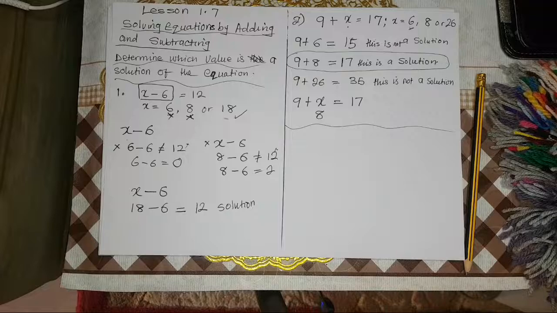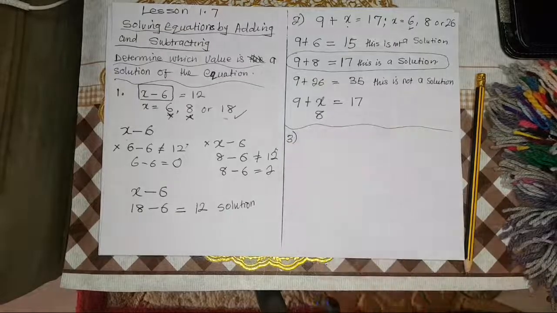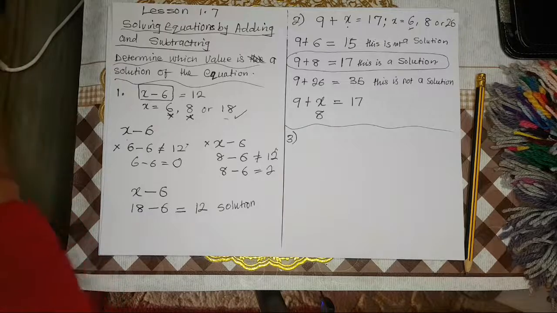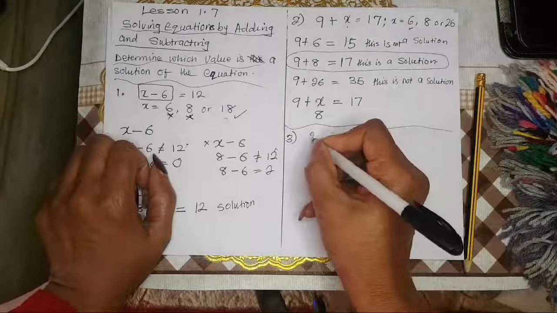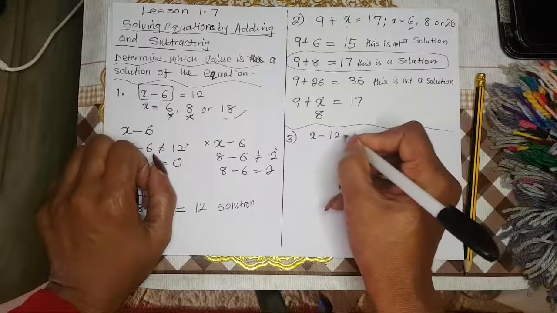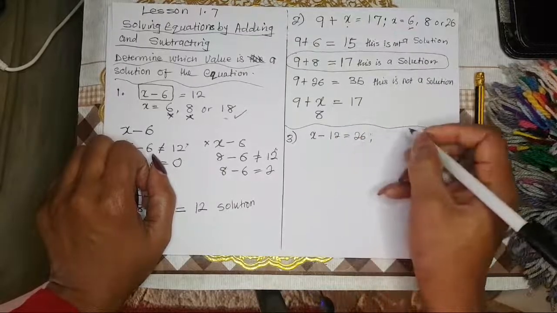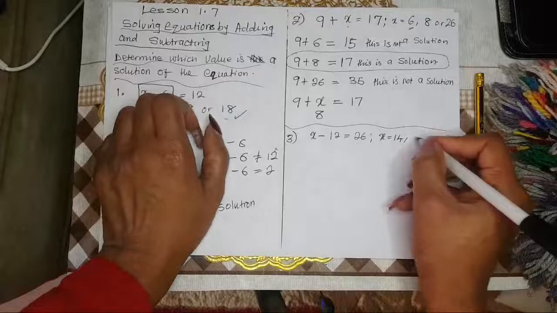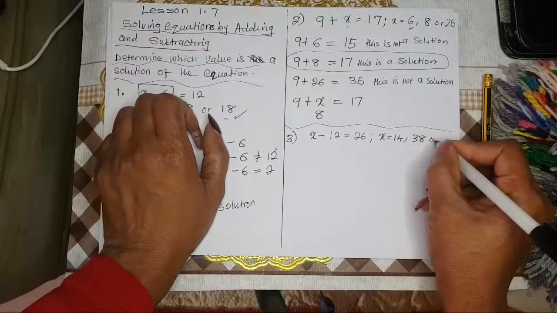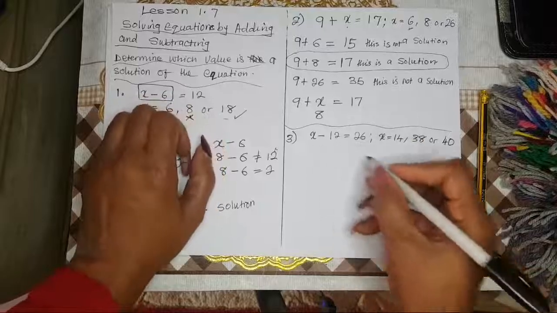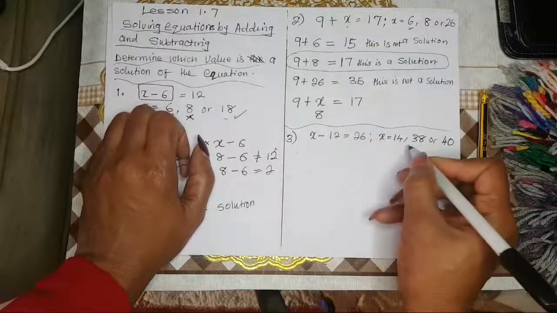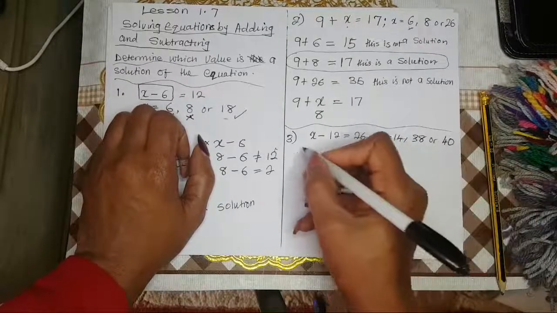The next one, question number 3. I'll try as much as I can. I'm not going to solve all of them, I just picked randomly. x minus 12 equals 26. So let's see what we are replacing x with. x equals 14, x equals 38, or 40. We do whatever we've been doing. We replace x with 14, 38 or 40.